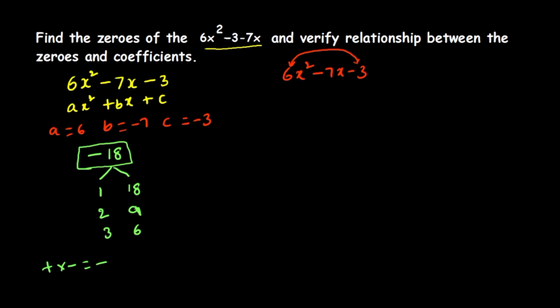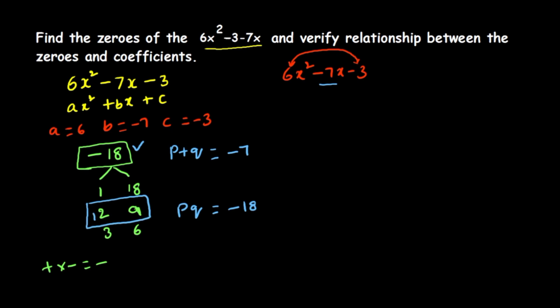So how to select? Already we have discussed that by taking p plus q, that is the middle term, minus 7, and p into q equal to this minus 18. Can you guess what p and q are here? To satisfy p plus q equal to minus 7, p into q equal to minus 18. Yes, that is 2 and 9.